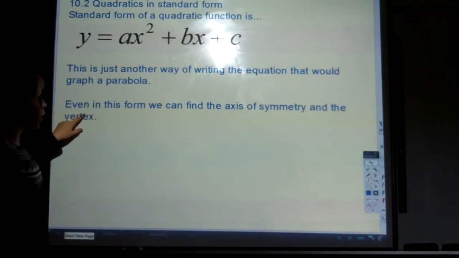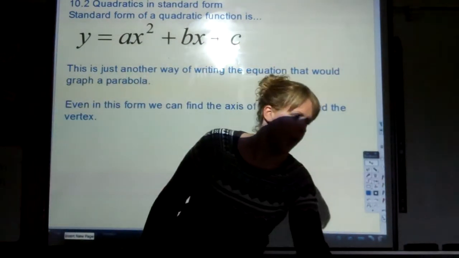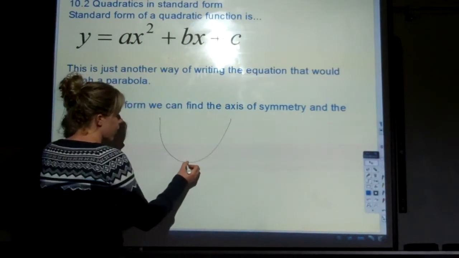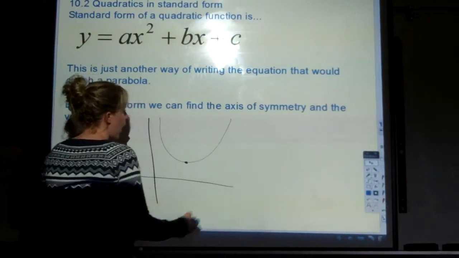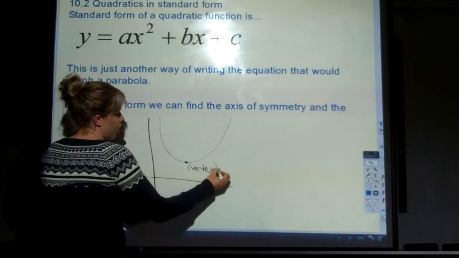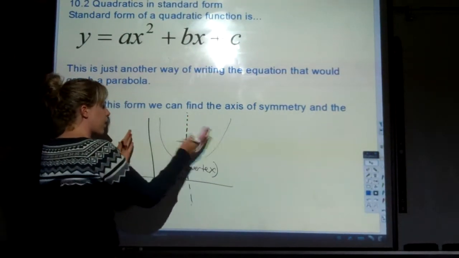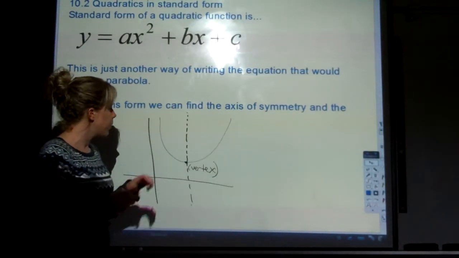Now, even in this form, the parabola still has the axis of symmetry and the vertex. And remember, the vertex is either the highest or lowest point on the graph, and this would be our vertex. And the axis of symmetry is the imaginary line that cuts our parabola exactly in half and allows us to fold it so that each part will match up.